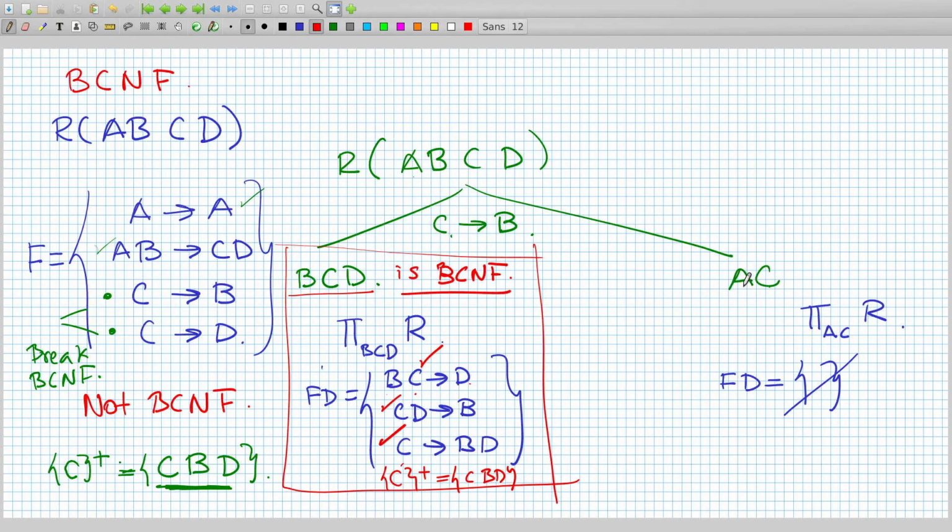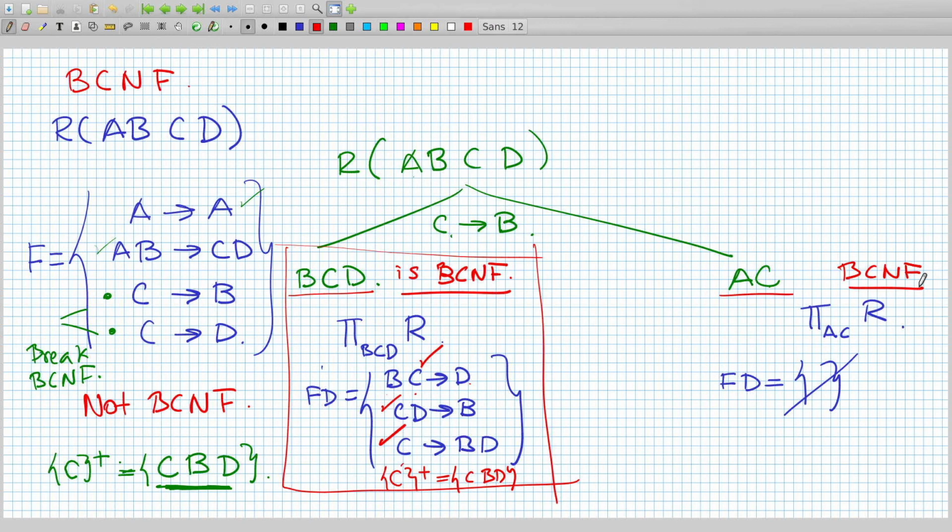How about the right-hand side? Is it BCNF? It doesn't have functional dependencies. So if it doesn't have a functional dependency that breaks BCNF, then it's BCNF. Okay. So a relation with no functional dependencies is BCNF. So this is also BCNF. An interesting aspect is that you can prove, and I want you to think about this, that any relation with two attributes is always BCNF. The proof is trivial.